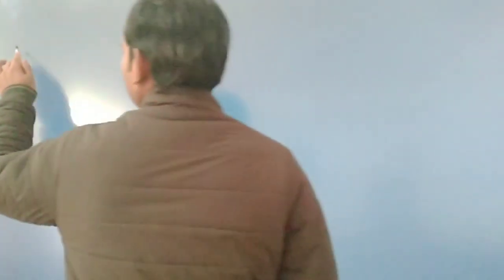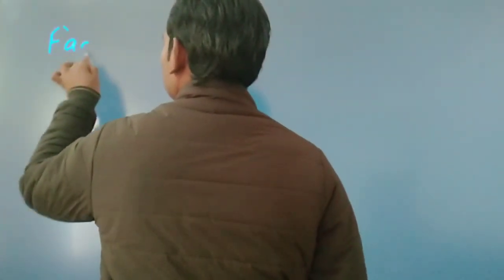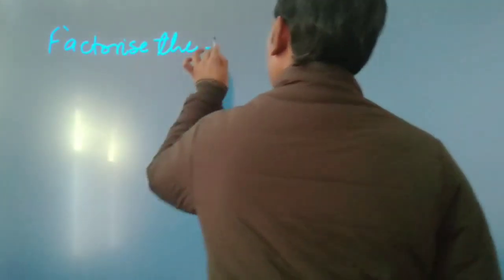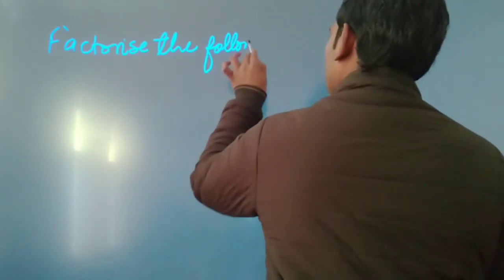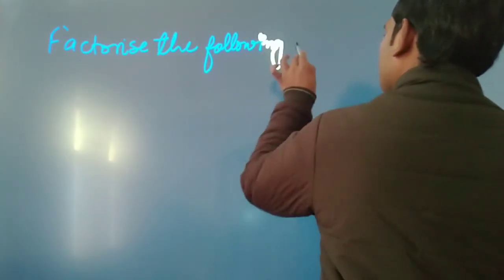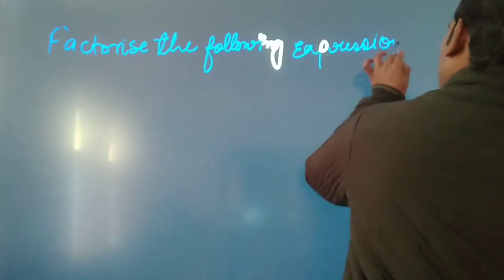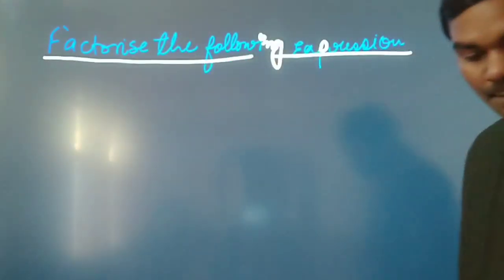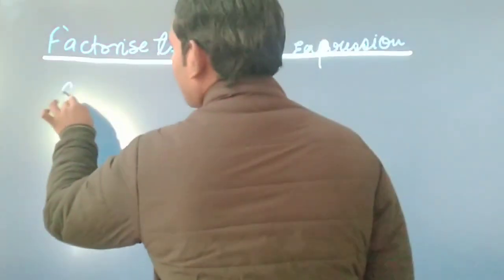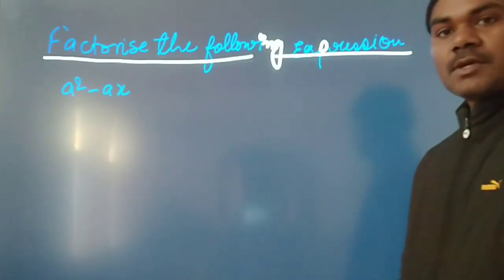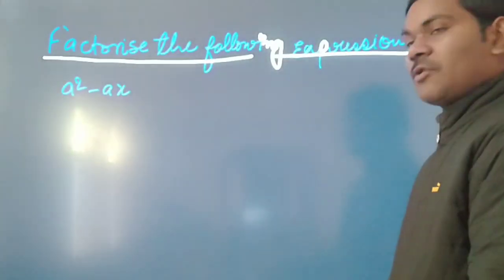The next is: factorize the following expression. The first question is a square minus ax. This is your question, and we have to factorize it. So how do we do it?